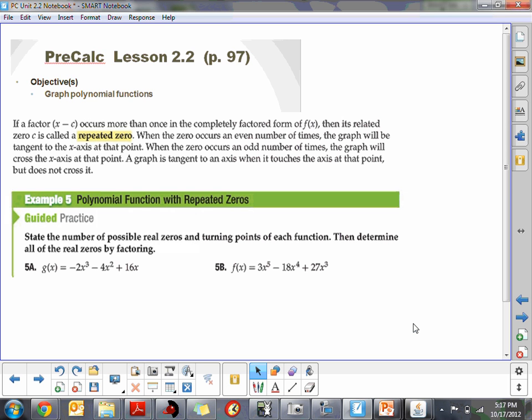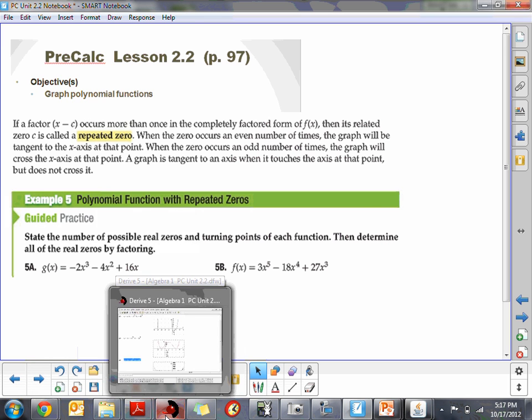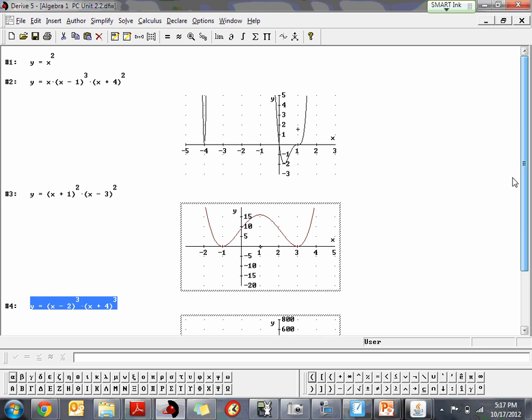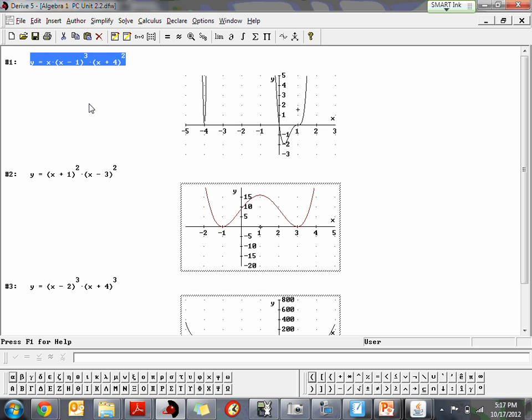And that may not mean a whole lot to you right now, but it will hopefully by the time we get done. What I want to illustrate to you is what happens once we get it in factored form and we have repeated zeros. So the first one I want to show you is this expression right here that's highlighted in blue. It's x times (x minus 1) cubed times (x plus 4).